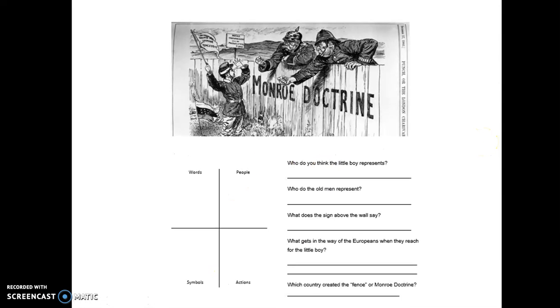Okay, for your next political cartoon, some things that I want to point out after you fill out your cross. The first question is asking about who do you think the little boy represents. Just take note maybe of the flag you see, what his flag says, the words that are being used, and kind of the expression that he's making. He's kind of making fun of these old men. So keep that in mind when you're answering who you think he represents and the rest of the questions. So go ahead and pause and answer your questions for this political cartoon.